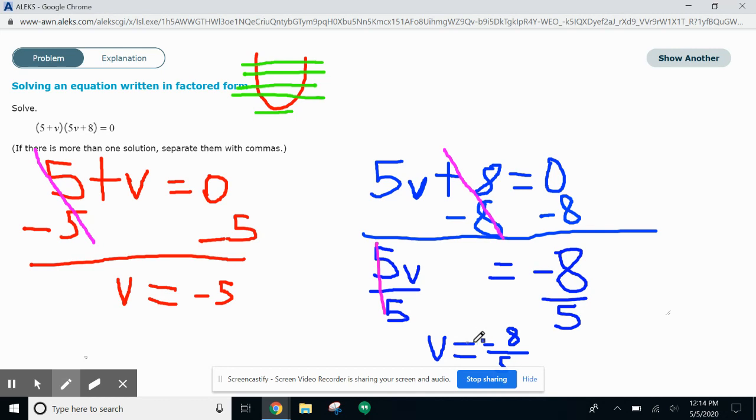So now I have v equals negative 8 over 5 and v equals negative 5. So I'm going to put those as my two answers here, and how I think they want you to write them in, separate them with commas. So how I would write it would be negative 5, comma, negative 8 over 5, like that.